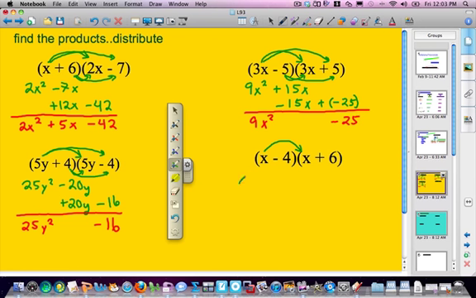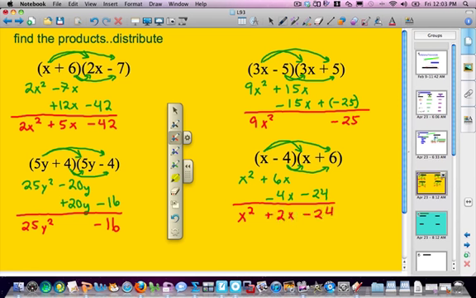X times x is x to the second. X times a positive 6 yields 6x. Going to distribute the negative 4 across. That yields negative 4x. Negative 4 times a positive 6 yields a minus 24. Once again, the final step is to combine like terms. 6 minus 4 is 2, minus 24. So this expression produced a quadratic trinomial.